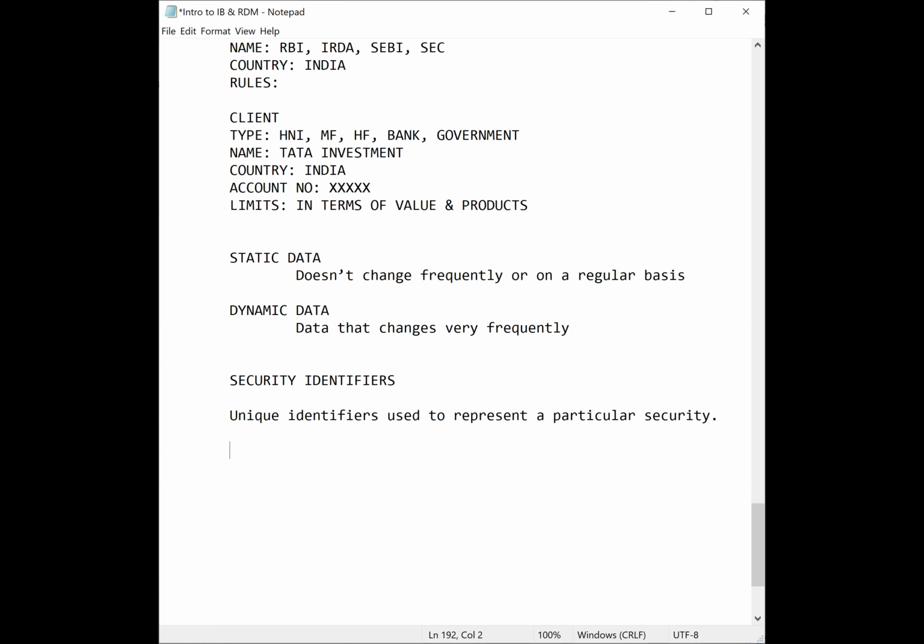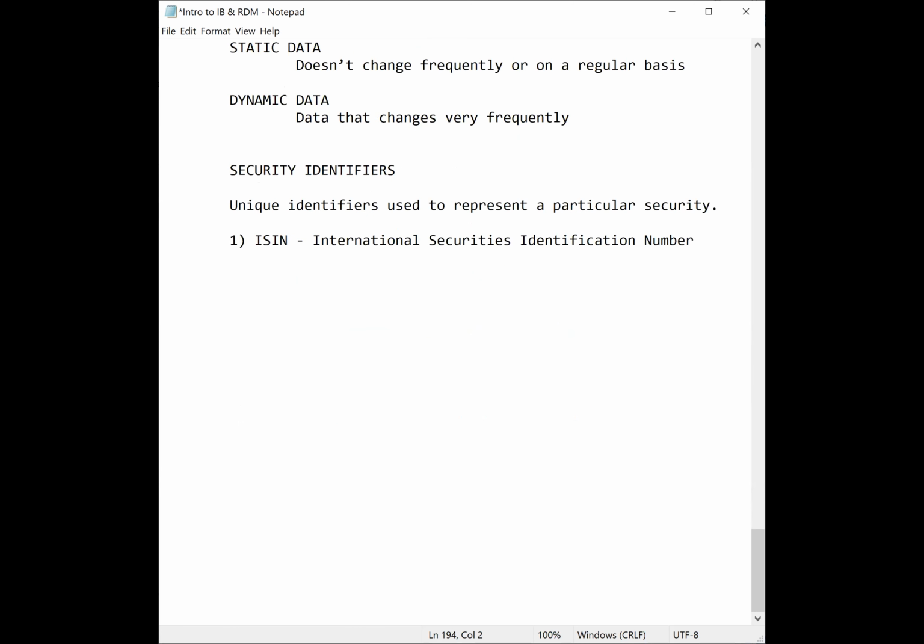Now let's talk about some of them. First is ISIN, the International Securities Identification Number. Have you heard about this, guys? Yes, we have these ISIN codes for Indian securities as well. You can check them out on the NSE or BSE website.